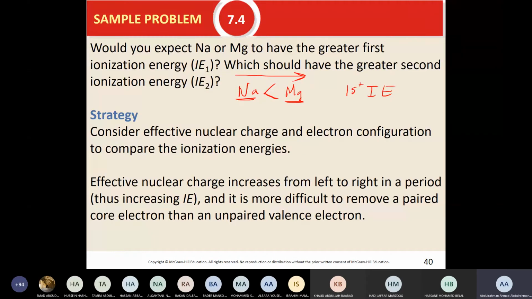How about second ionization energy? The sodium is higher than Mg. Excellent. Why? Because we will reach the core. Core electrons, exactly. Mg still has valence electrons. So the second ionization is higher for sodium than Mg. Very good. Is this clear?